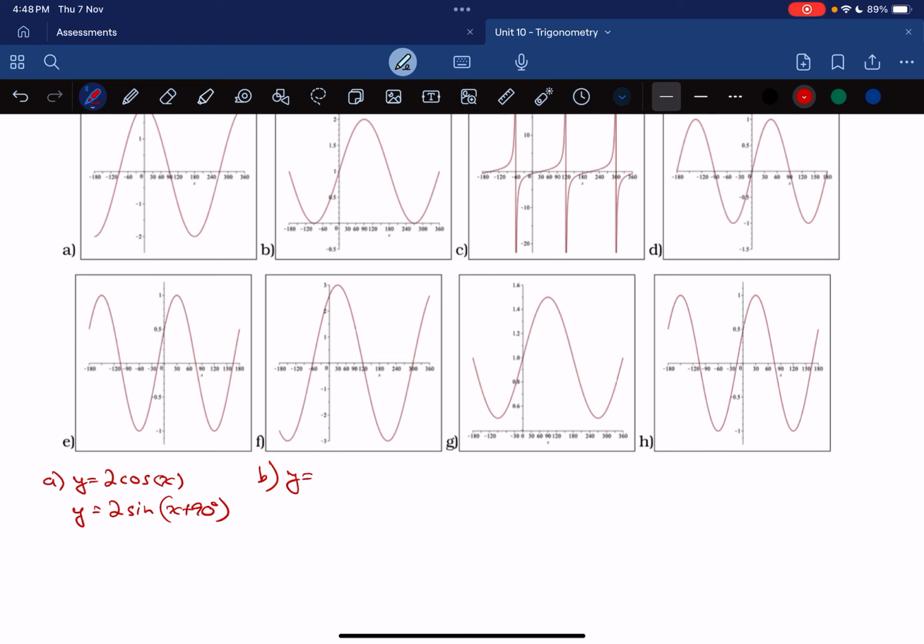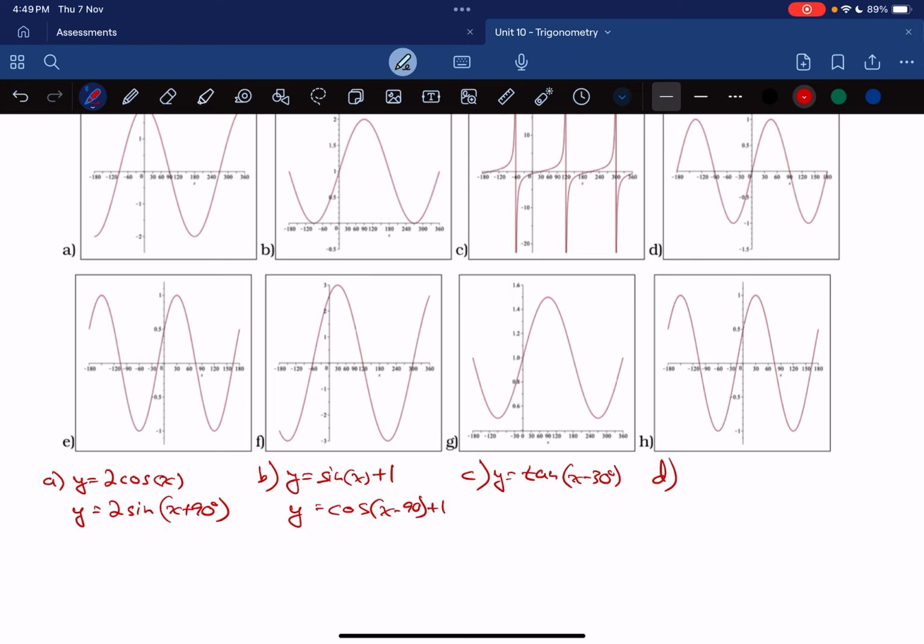All right, so for part B, y equals sine x plus 1, or y equals cosine (x minus 90) plus 1. See, this is our one tangent graph. I just wrote 1 for this one, so I said tangent of (x minus 30 degrees).